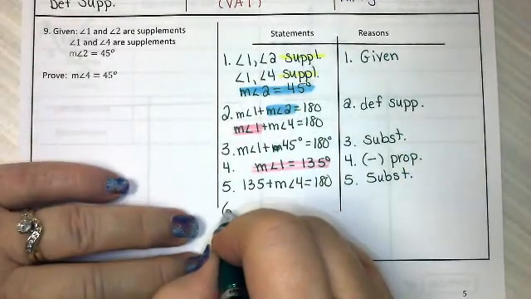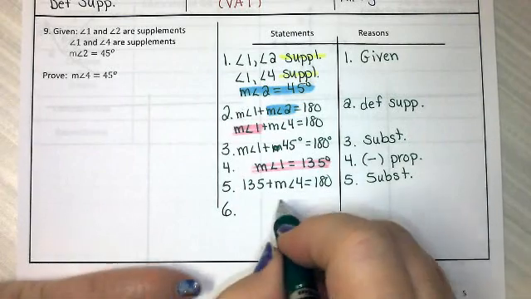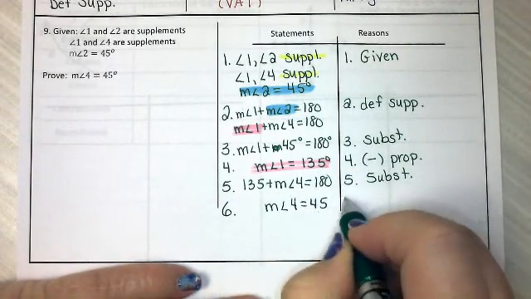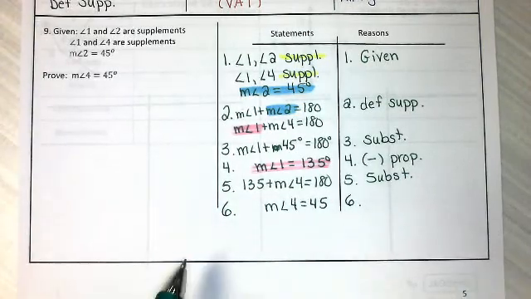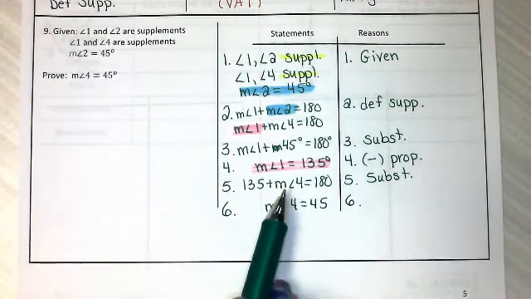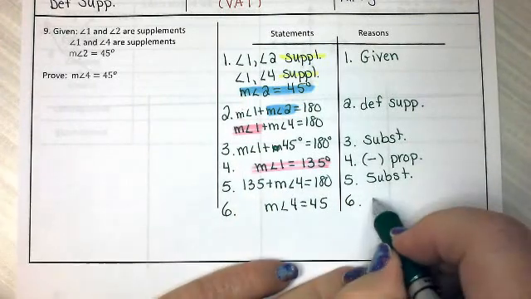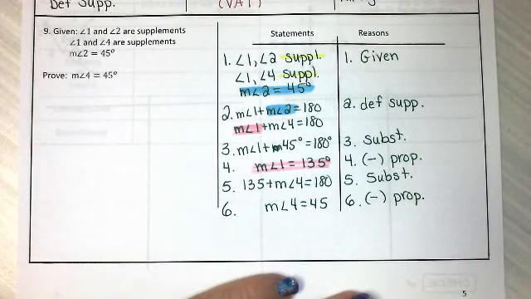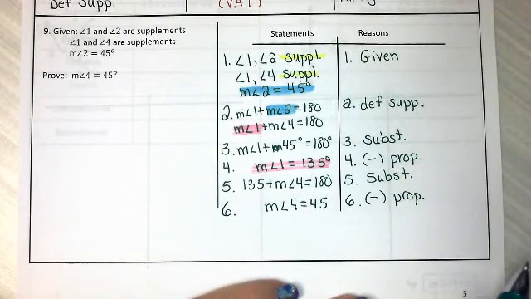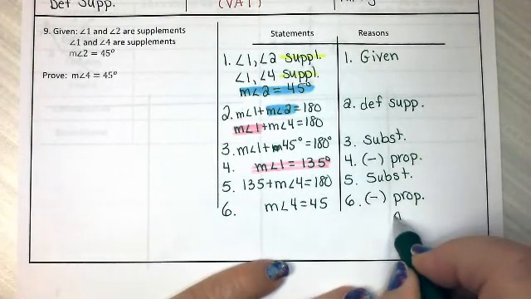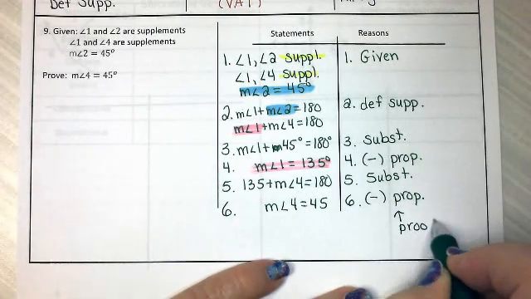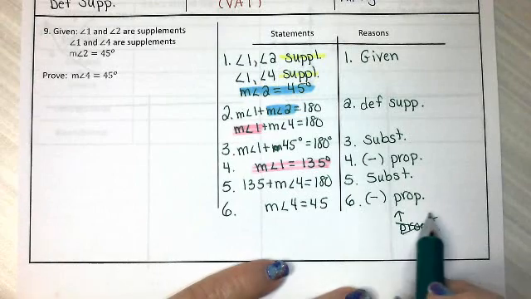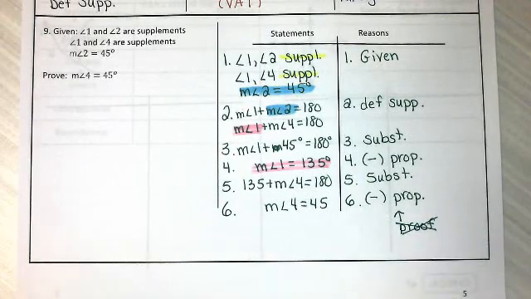All right, now I think I'm almost done. I am ready to say that the measure of angle 4 is 45 degrees. And what did I just do? Well, I think I subtracted 135 from both sides. So I did the subtraction property again. So just a note, when you are writing a proof, never write the word proof or prove at the end. You always write a definition, a property, or a theorem.